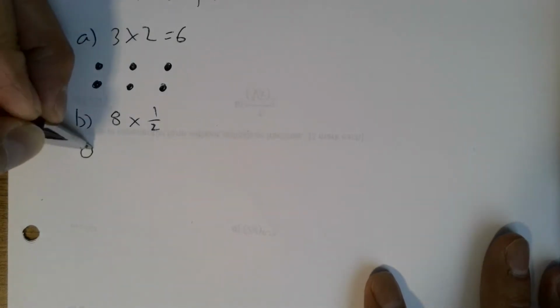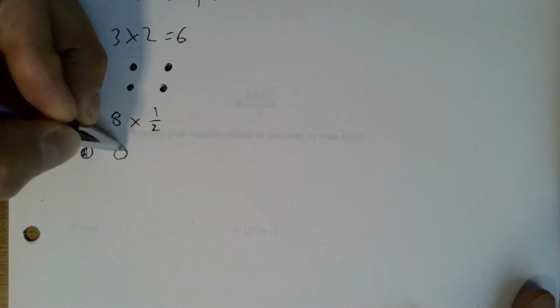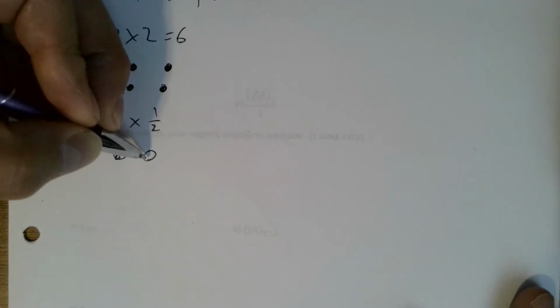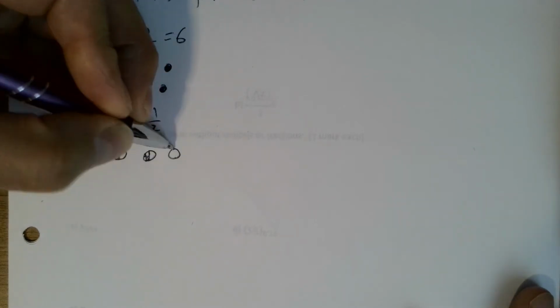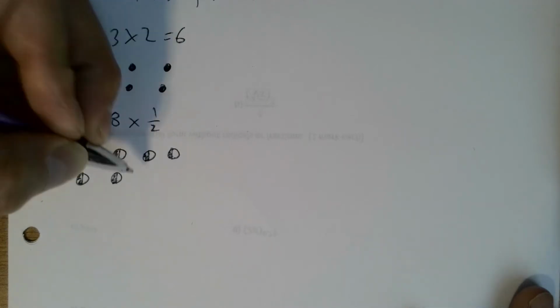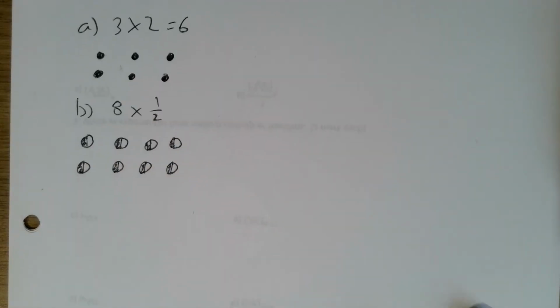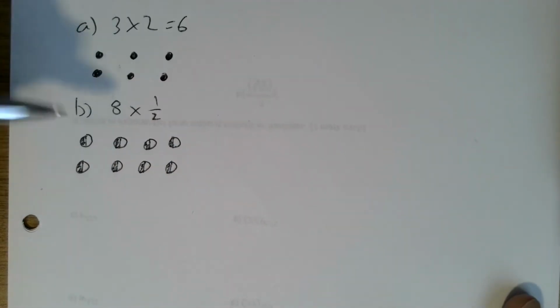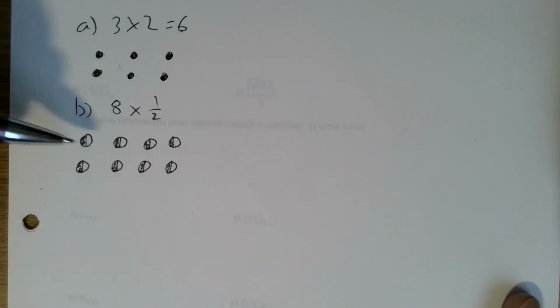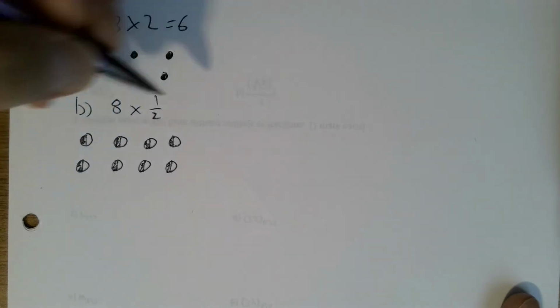So first one, let's do 8 groups of a half. So here's my whole pizza, and there's half a pizza. So I'm going to have 8 of those. So there's my 8 groups of a half. And obviously if I were to rearrange this, this half and that half would be a whole pizza. So I'd have 4 whole pizzas. 8 times a half would be 4.